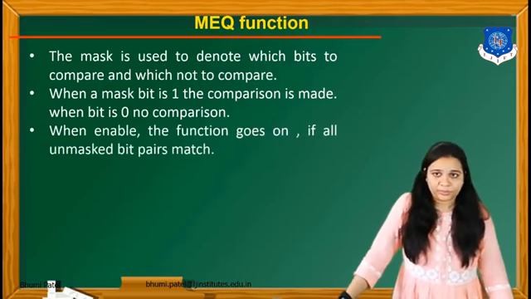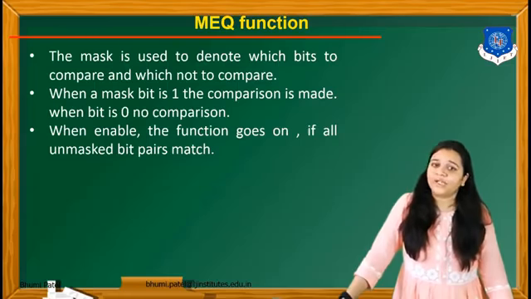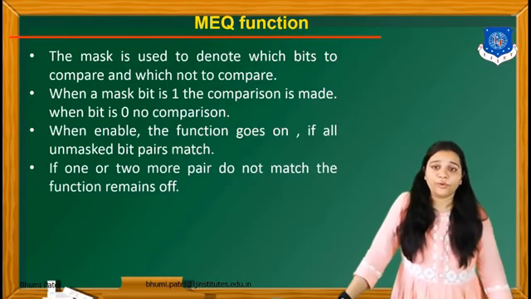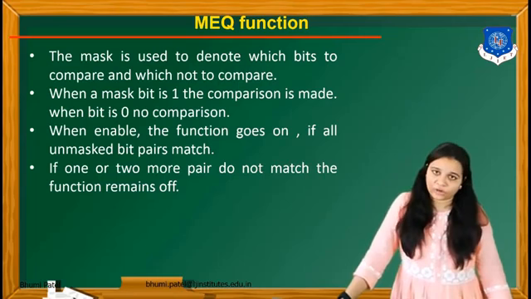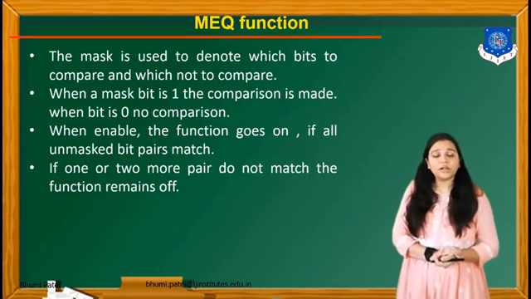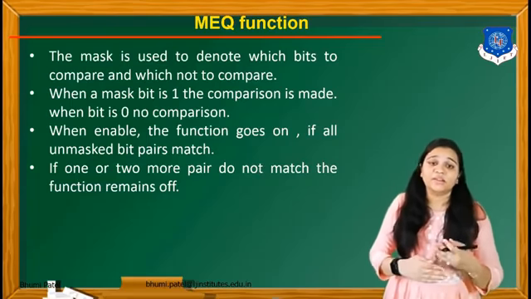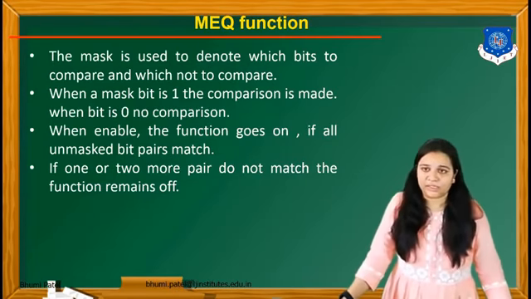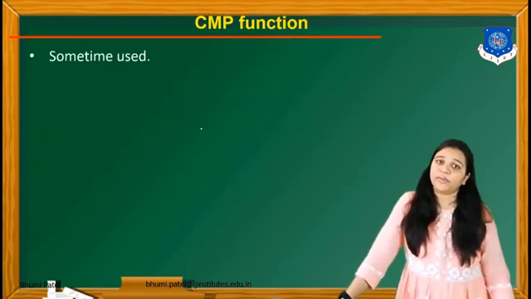So when enable input is on, the function goes on if all unmasked bit pairs are matched. Okay, so if one or two more pairs do not match, the output remains off. Okay, so the mask enable function is generally used for the bit comparison. We have to compare the bit one by one using the mask enable bit. Clear?